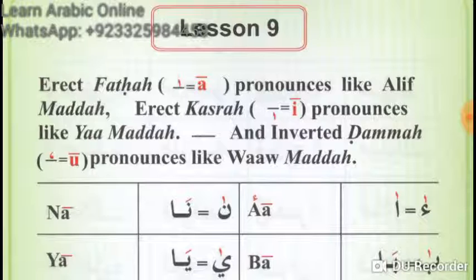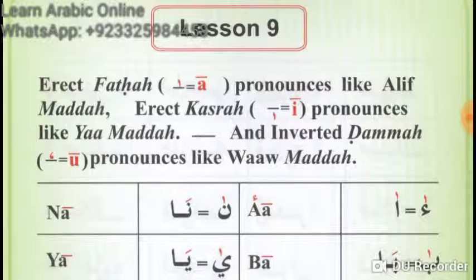Then, waw madha. What is waw madha? It is elongating the waw sound. Yes, you elongate the pronunciation of the letter waw. And what is the sign of waw madha? The sukoon. There is a sukoon on waw, and before waw you have dhamma. Whenever you have a sukoon on waw, and before waw you have dhamma, it is called waw madha.